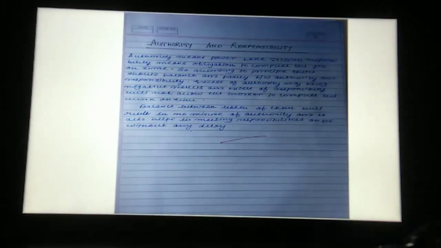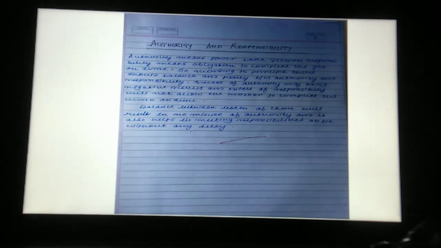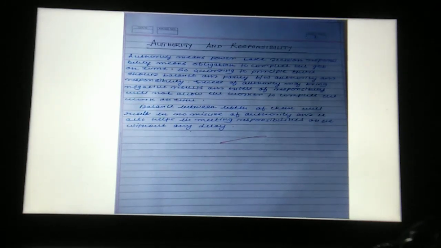Next comes authority and responsibility. So this is the picture of authority and responsibility. Then comes the meaning of authority and responsibility. Now if this is being followed in the organization, what will happen, and if it is not being followed, then what will happen? So it is being mentioned here. You can write it here, and you can add many more points if you feel.